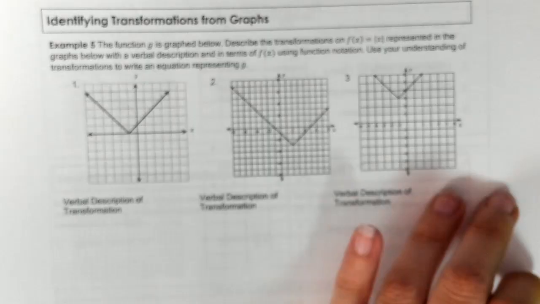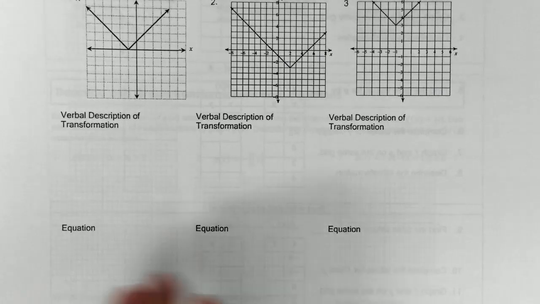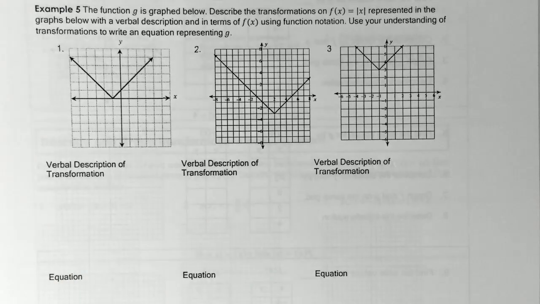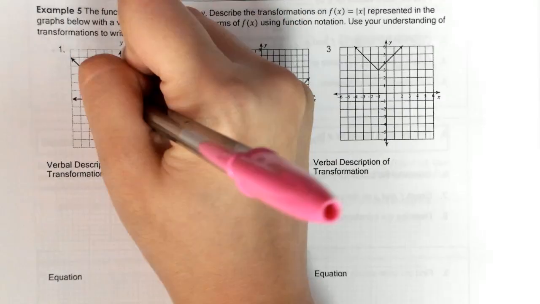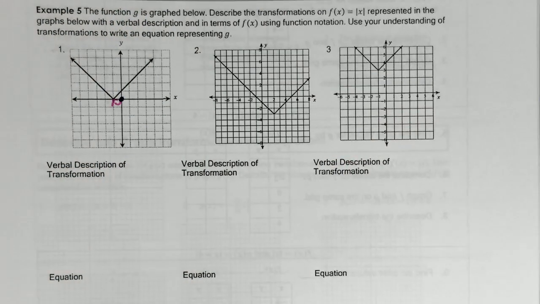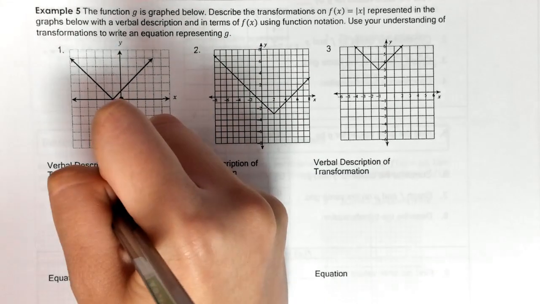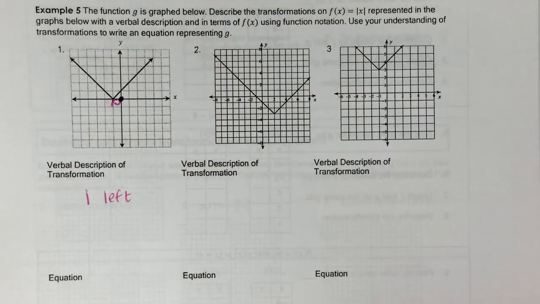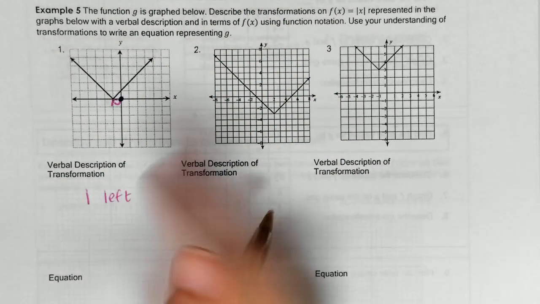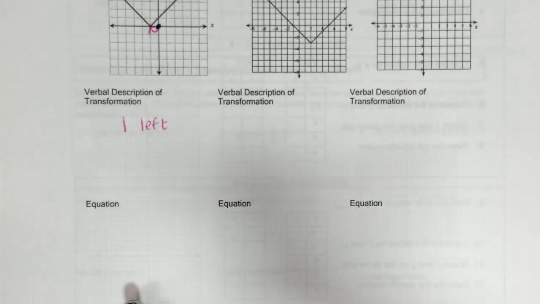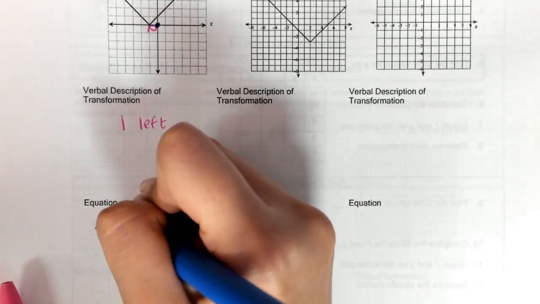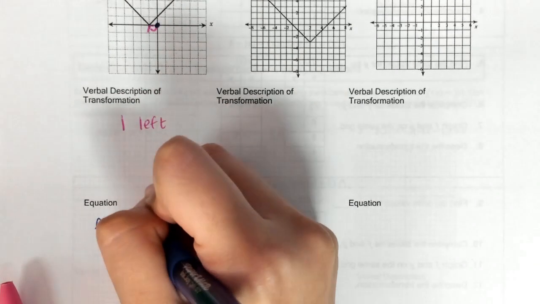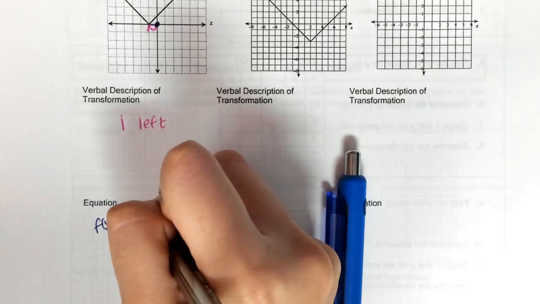The last part of your notes are, hey, if I give you a graph, can you tell me what's going on here, and can you write the equation? So I know for my parent function, it starts at 0, 0. And I can see what happened is that I went 1 to the left. So one left, moving left or right, lets me know that I have a horizontal transformation, which means that when I write my equation, f of x equals, horizontal happens inside the parentheses, x plus 1.